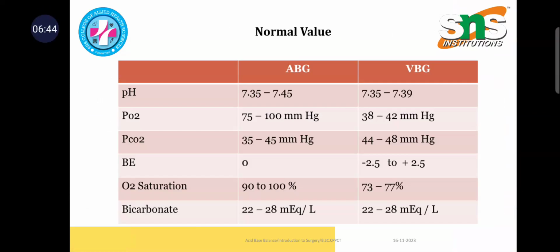Finally, the normal values in ABG are: pH 7.35 to 7.45, partial pressure of oxygen 75 to 100, partial pressure of carbon dioxide 35 to 45, base excess 0, oxygen saturation 90 to 100%, and bicarbonate level 22 to 28 milliequivalent per liter. There will be a slight change in venous blood because of the deoxygenated content present in the blood, so the oxygen level will also be reduced.